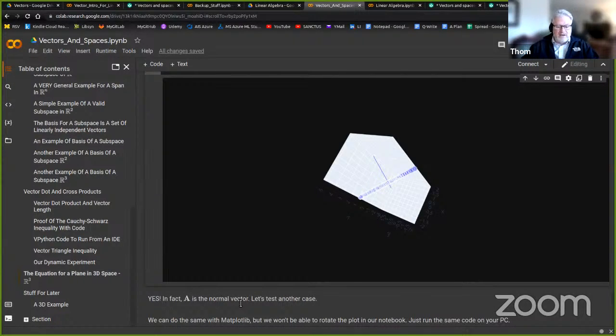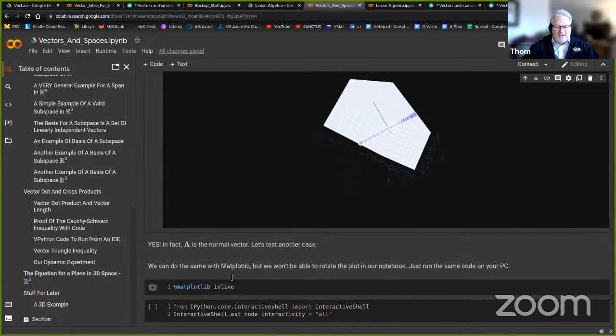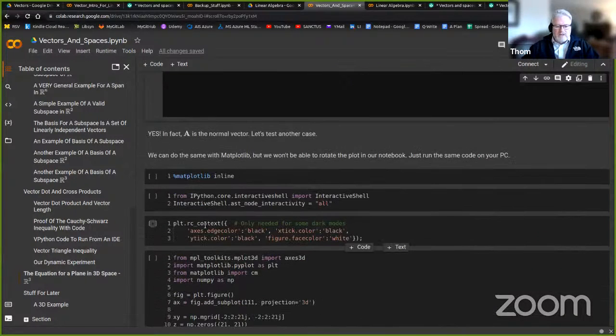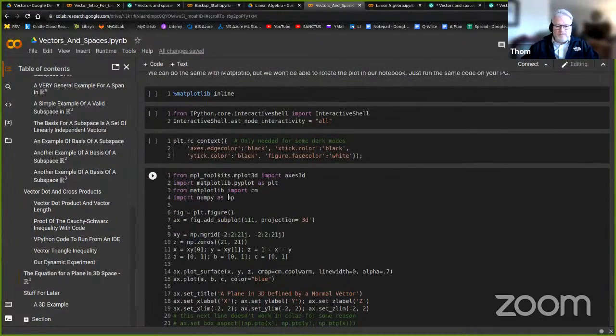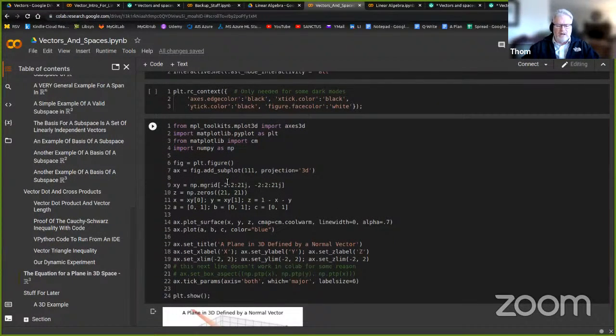So let's test another case. And this one's going to be even simpler. Ignore this stuff. I found I didn't really need it. But if you like to do dark mode like me, this statement is very helpful. And you will all have access to this notebook.